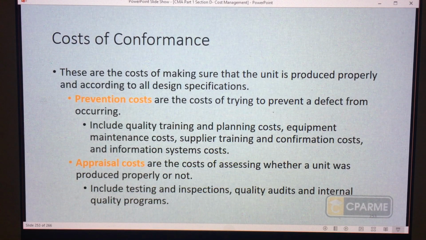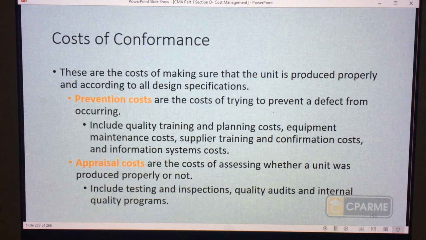So these are the costs of making sure that a unit is produced properly and according to your requirements. So if it's a prevention cost, these costs are expended to prevent, because what we're trying to do is to prevent a defect from occurring. So for prevention cost, it would include your quality training and planning cost, equipment maintenance cost, supplier training and coordination cost, as well as information systems cost.